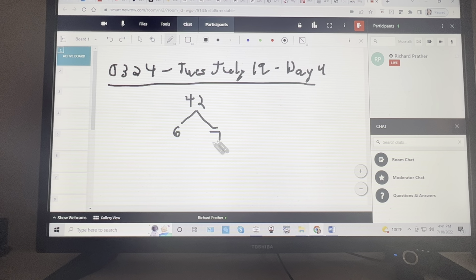7 is prime, so that one's done. 6 is 2 times 3. And now both of those are prime. So 2 is prime because it only divides by 1 and 2. 3 is prime, it only divides by 1 and 3. 7 is prime, it only divides by 1 and 7. So we can write 42 as a product of prime numbers. 2 times 3 times 7 is how you get 42.